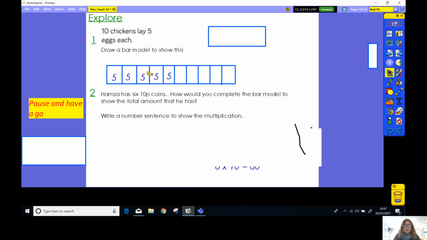1, 2, 3, 4, 5, 6, 7, 8, 9, 10. And each box or chicken, each one of those chickens is laying 5 eggs. So I'm going to write my 5s in. I've already started. I'm going to carry on now.